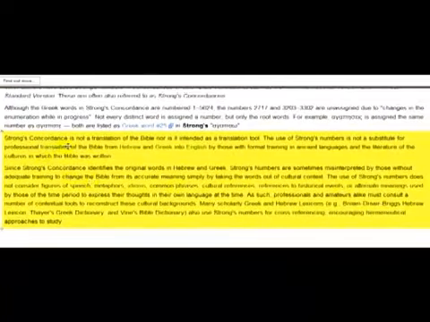Thereby showing how the original language word was translated into the English word in the KJV Bible. It says Strong's Concordance is not a translation of the Bible, nor is it intended as a translation tool. The use of Strong's number is not a substitute for professional translation of the Bible from Hebrew and Greek into English by those with formal training in ancient languages and the literature of the cultures in which the Bible was written. So this basically is not a translation. It's not a translation of the Bible.